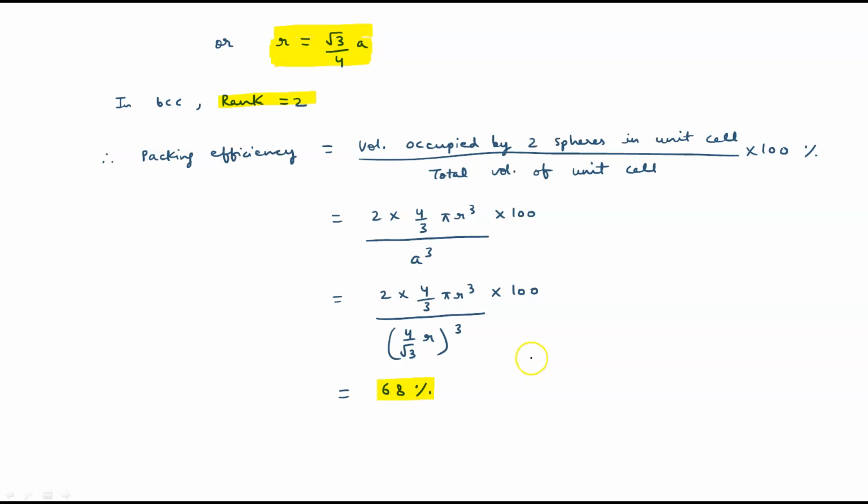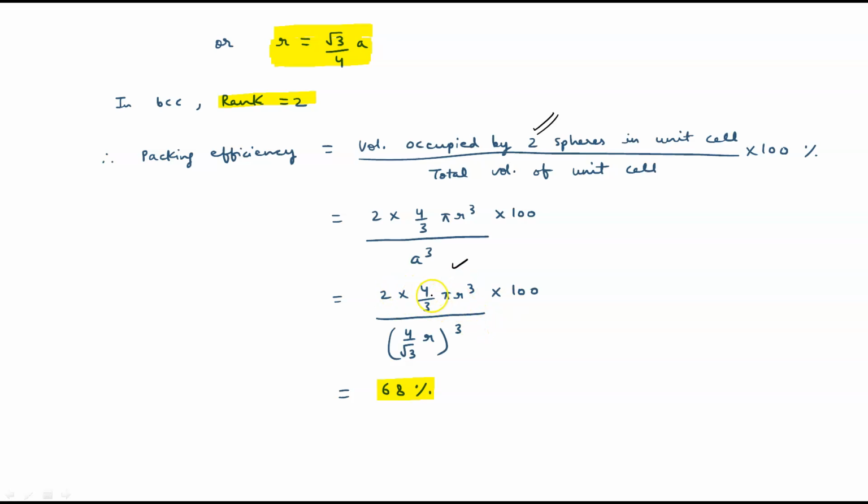In BCC, as I told you, the rank is 2, one for the corners and one for the body center. Total atoms per unit cell is 2, rank is 2. Now the formula of packing efficiency: volume occupied by 2 spheres in the unit cell, because 2 is the rank, upon total volume of unit cell into 100. 2 into 4 by 3 pi r cube into 100, because the volume of a sphere is 4 upon 3 pi r cube, divided by A cube. This is the volume of unit cell. A is the edge length of cubic unit cell, that is BCC.